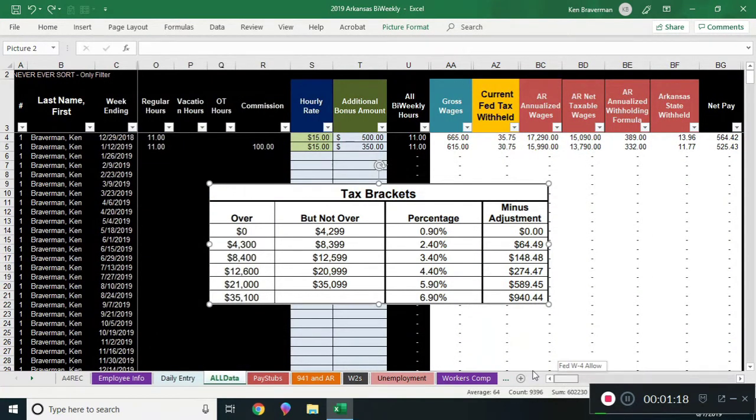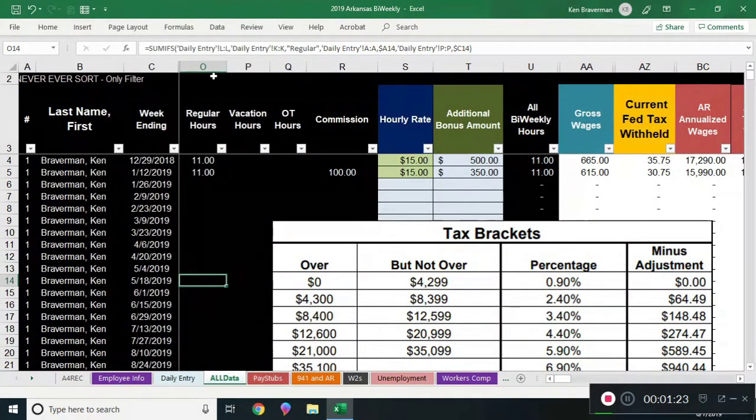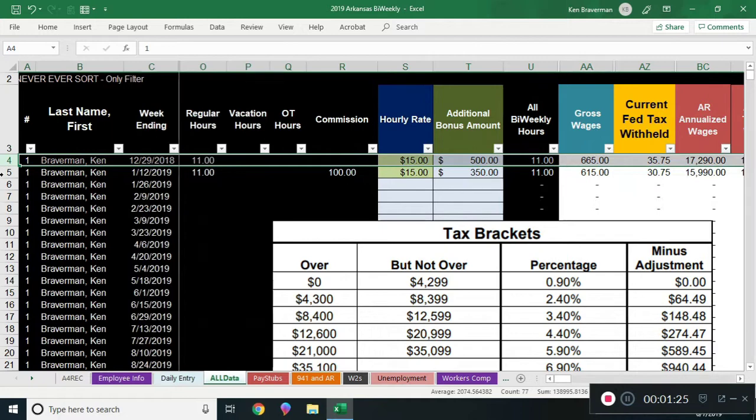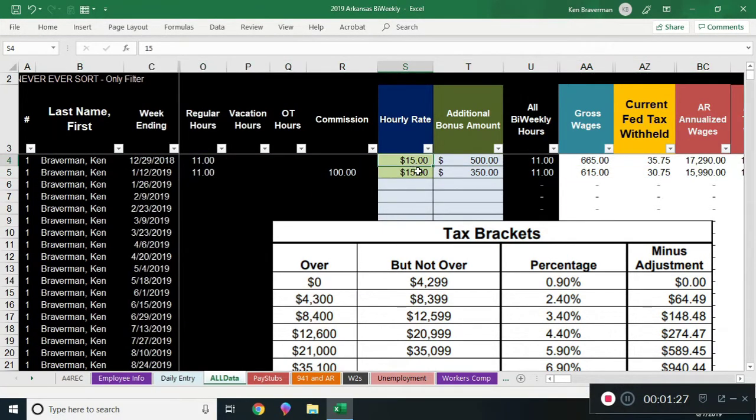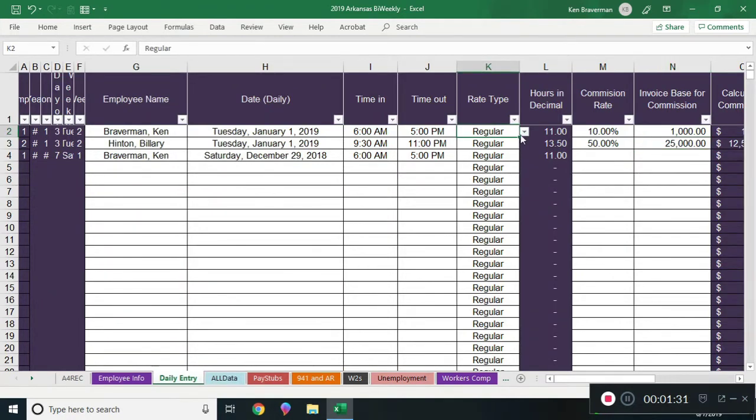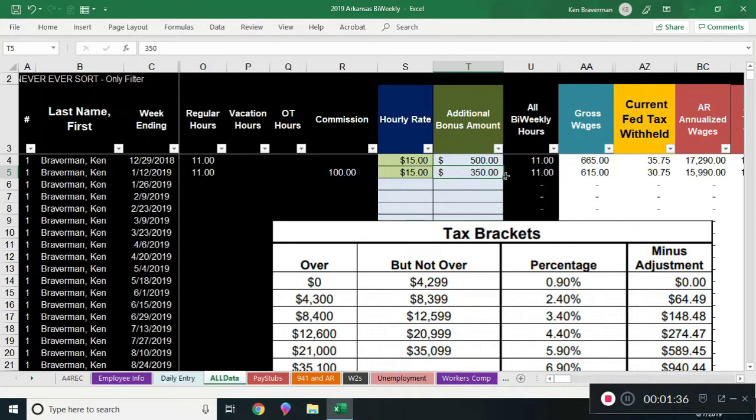Then we have this all data sheet. Everything rolls in to this all data sheet, and it shows you the number of hours that you had for each person in each pay period. You can put in an hourly rate for them. Some of their hours, instead of regular, can be overtime hours or different things. We can show that later. But you end up with the gross wage amount.